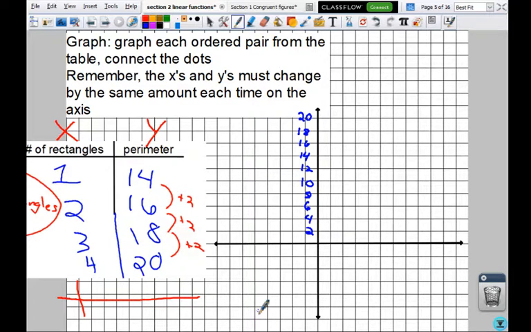So I'm going to go through, and I'm going to do the point 1, 14. I'm going to go over 1, new color, over 1 to 14, and then I have 2, 16, 3, 18, and 4, 20. And we are almost done.